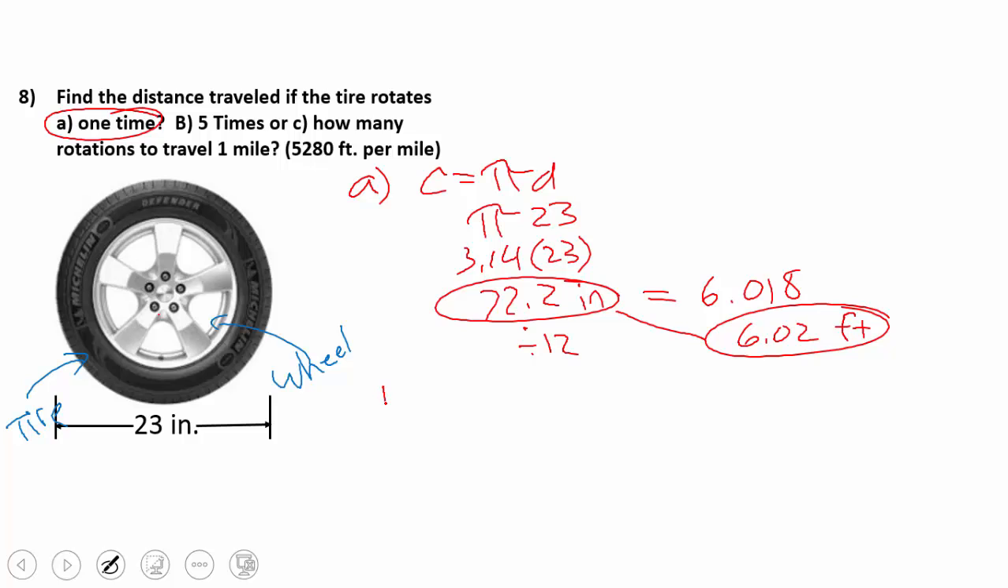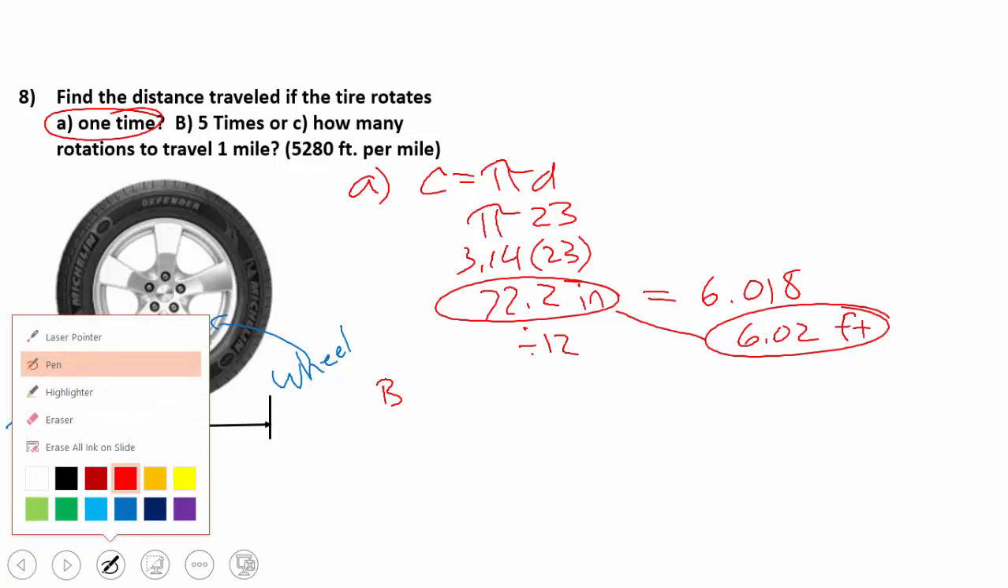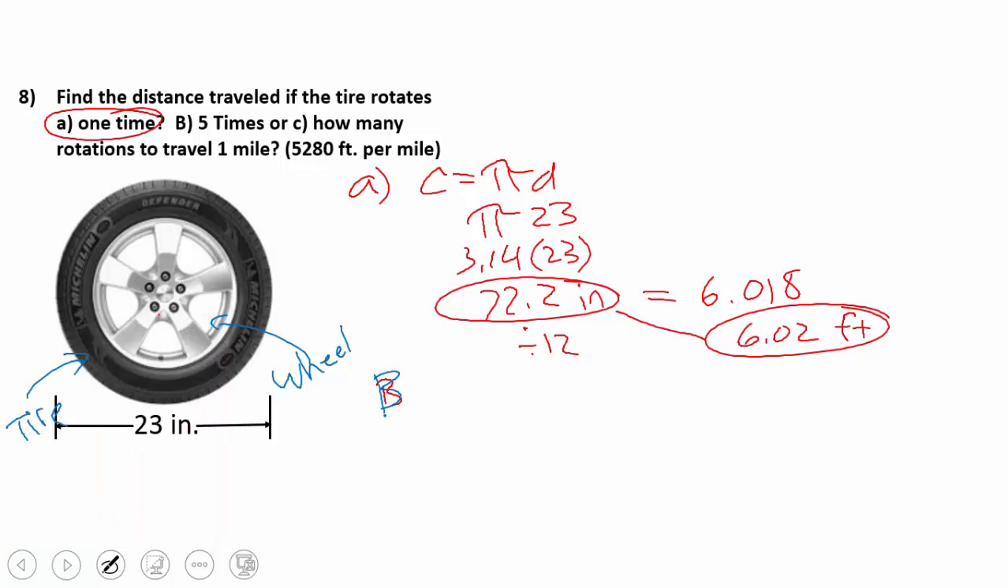Be careful. All right. B. Let me choose a different color here. B. 5 times, I'm going to go with feet. I'm going to go 6.02 times 5 rotations. That's going to give me 30.1 feet if I go 5 rotations.